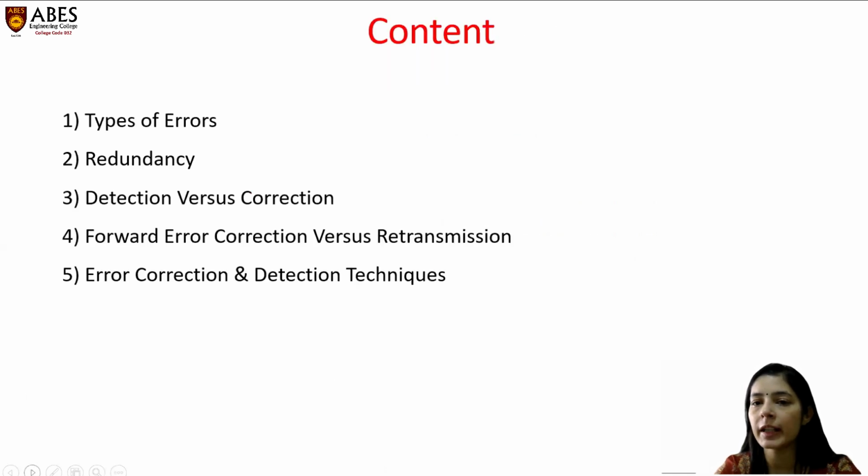So these are the topics that we are going to cover today. We will discuss the types of error, single bit error or burst error. We will discuss what redundancy is and how it is achieved. Next is detection versus correction: how error detection is different from error correction. Next, we will discuss forward error correction versus retransmission. What is the difference between these two? And we will discuss the various techniques that are used for error correction and detection.